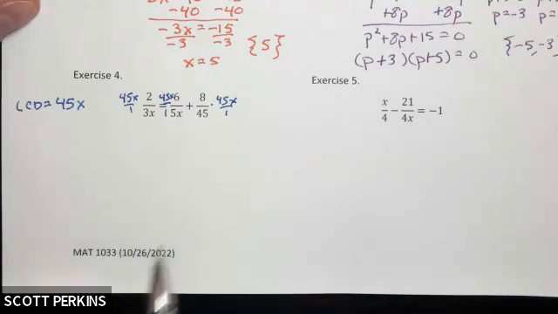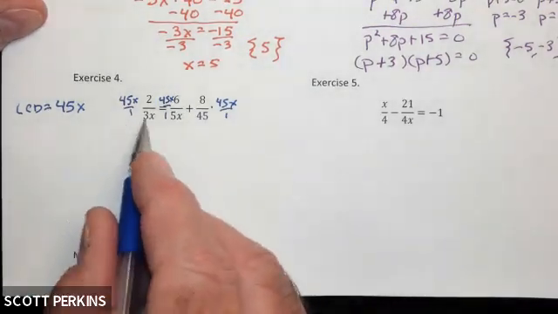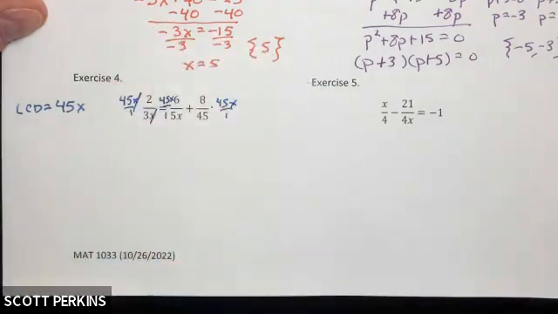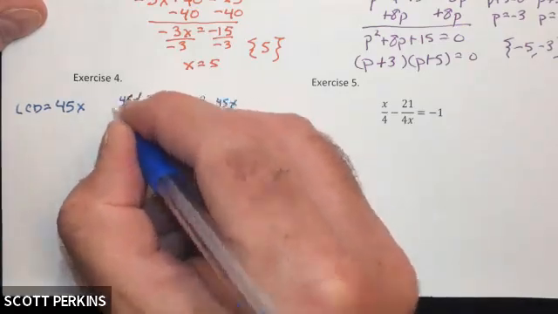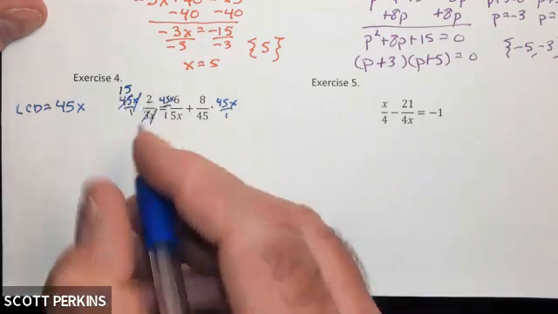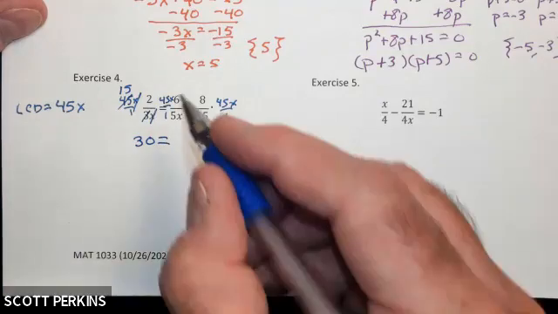All right, I've got my 45x here that you told me was the common denominator. So here we go. The first fraction has a 3x in the denominator. So we see that the x's cancel. That's good news. How many times does 3 go into 45? 15, for sure. So I've got 15 times 2, that is 30 as my first term, equals the next one.